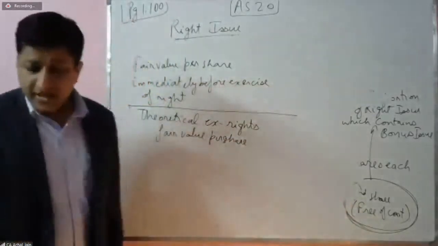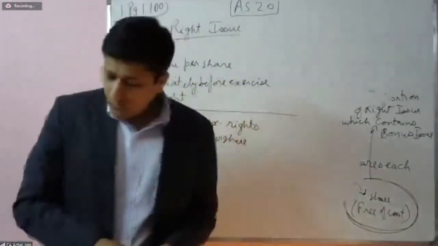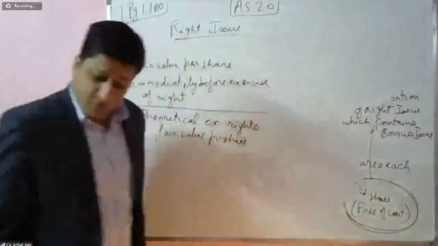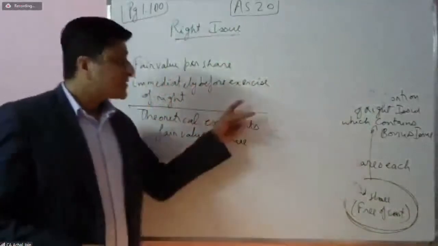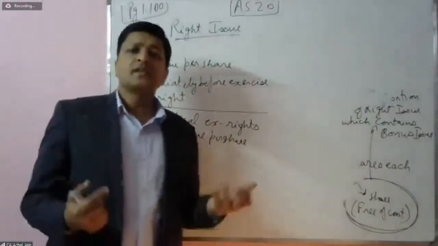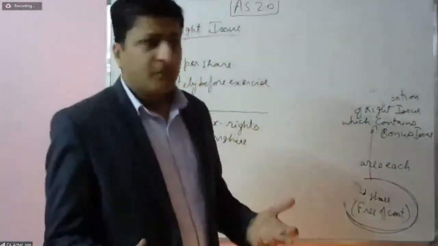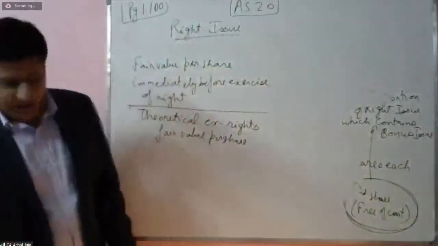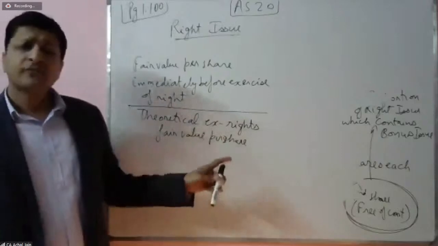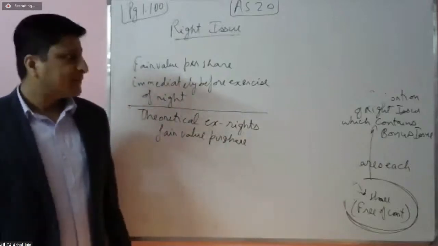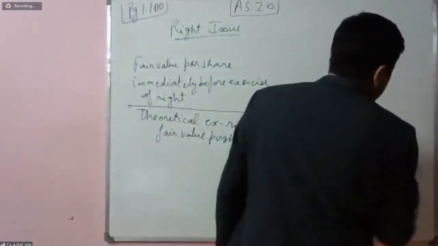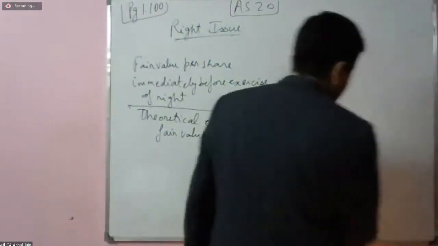Now let's understand this formula. Now what do you mean by this one? Now we have understood one thing. Why is this formula required? This formula is nothing but a proportion of the bonus issue which is there in the right issue, because this will be used for computing the weighted average. Now let's understand how does it help us.